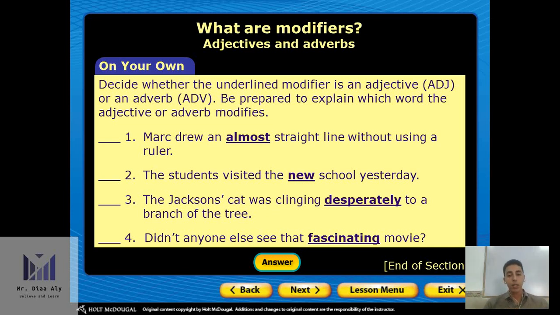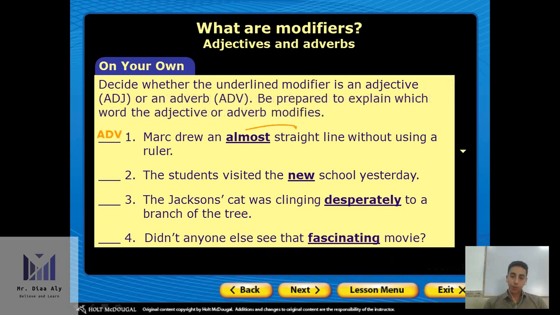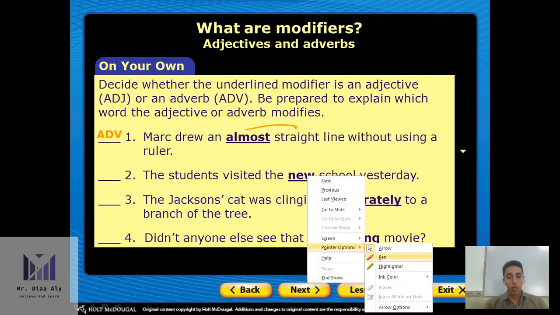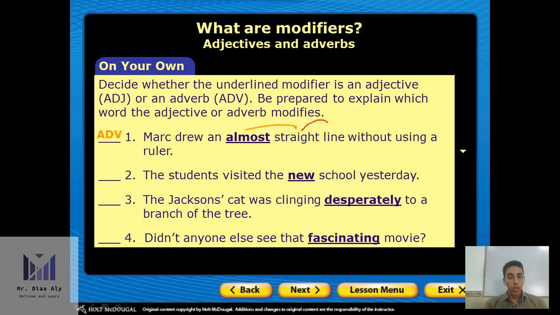Okay, let's check the answers. So, almost. An adverb. Yes, why? What about straight, by the way? This is a bonus question for smart guys. Straight is what? Straight is an adjective. Why? Because it's describing line, which is a noun. And when a word describes a noun, it's called adjective. And when another word describes this adjective, it's called adverb. So if you got number 1 as an adverb, you are amazing. You did a good job today.